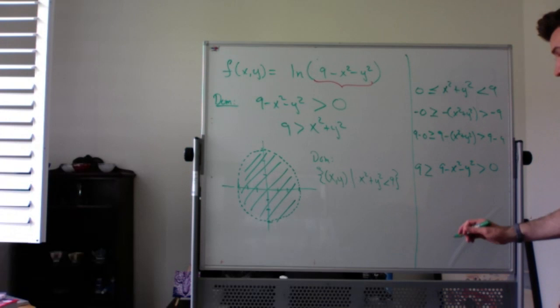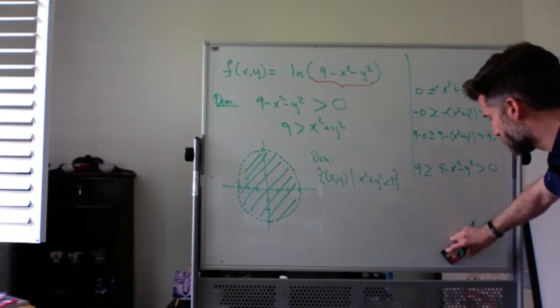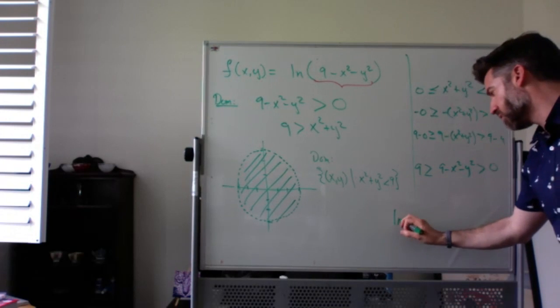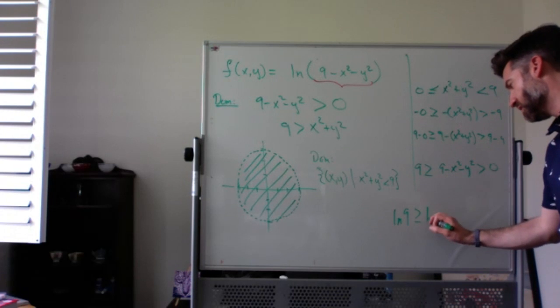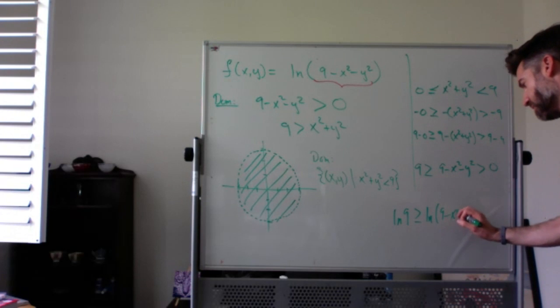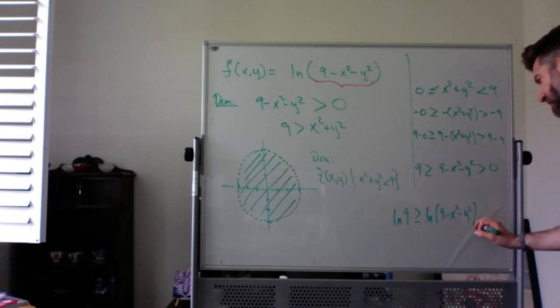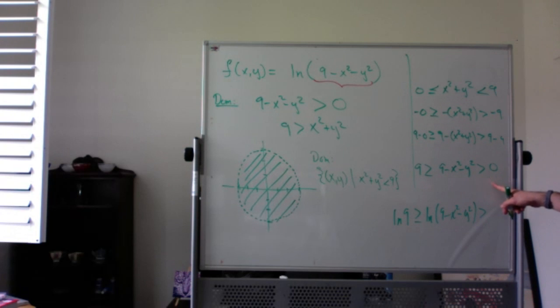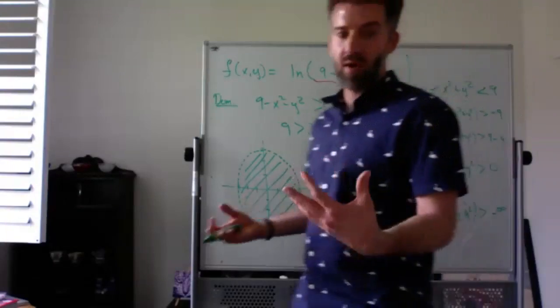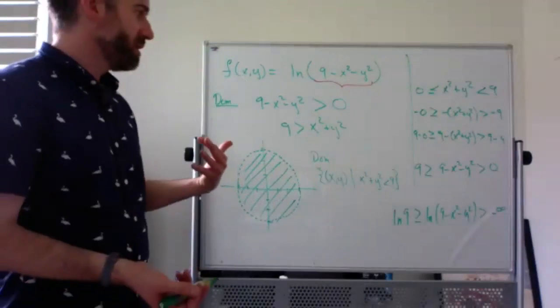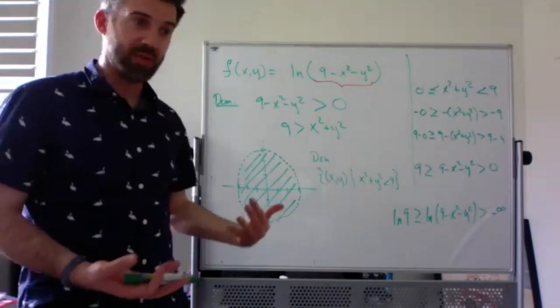Now if I take the log of everything, the natural log of 9 is bigger than or equal to the natural log of my stuff, which is bigger than the natural log of 0, which goes down to negative infinity. So since my stuff inside the logarithm gets really, really close to 0, the logarithm goes down to negative infinity, right?